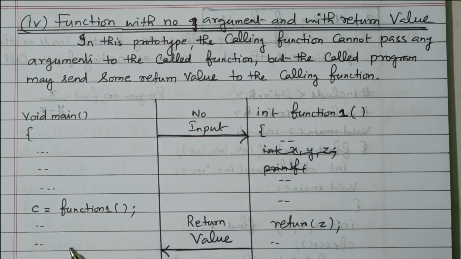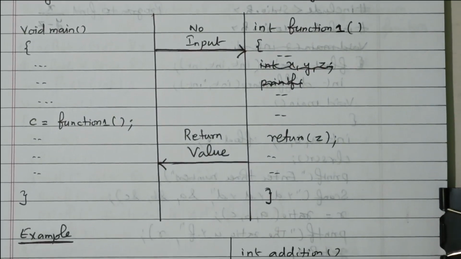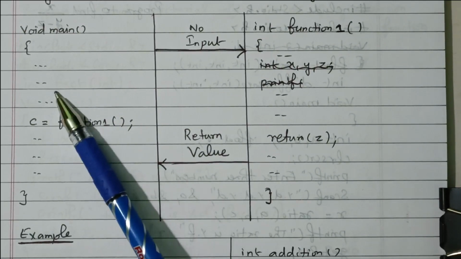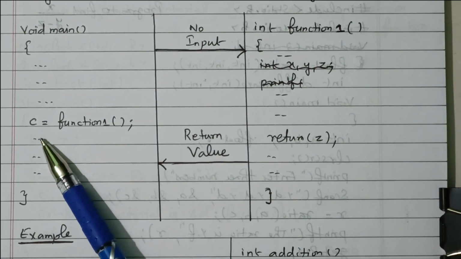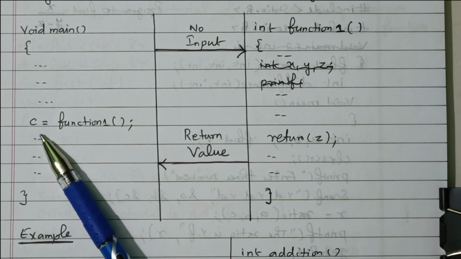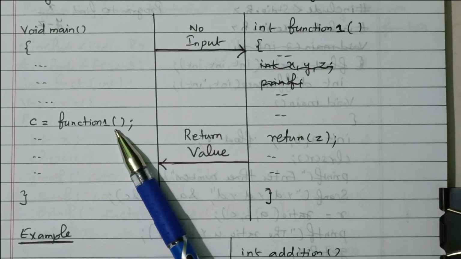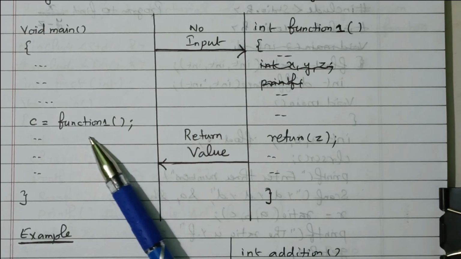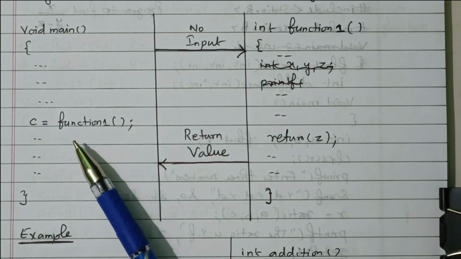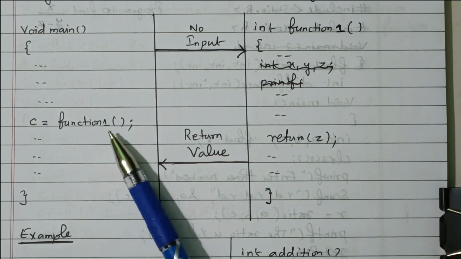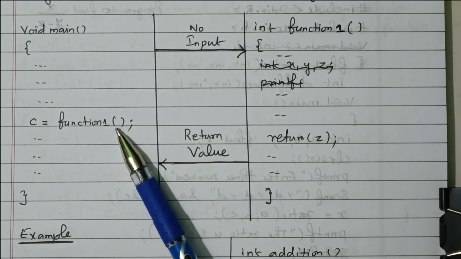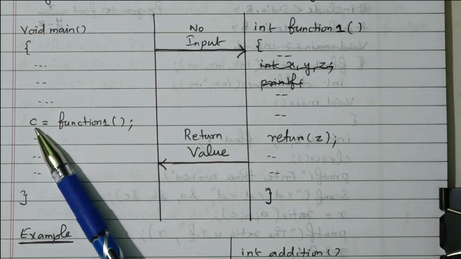So this is a main program. There is a set of instructions available in the main program. These lines indicate some set of instructions. In that we are calling this function: C equal to function 1. We are calling the function without any arguments because it comes under no argument. So this line indicates function calling. We are not passing any argument, but we know that it will return a value. So that value will be stored in the variable C.